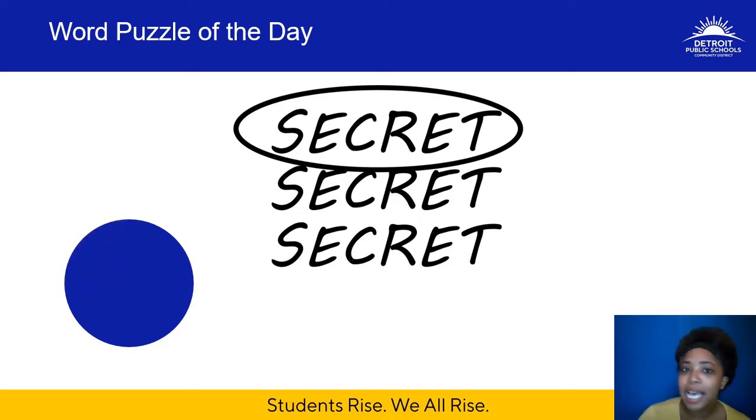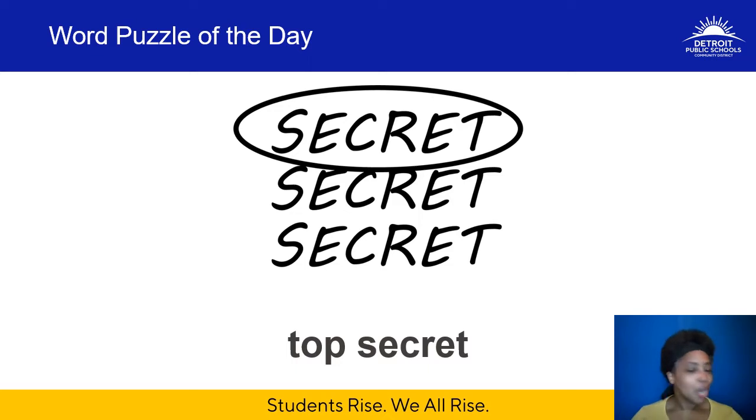If you'd like some more time to think, go ahead and pause the video now because I'm about to show you the answer. Top secret. I bet a lot of y'all got this one. So of course we've got 3 secrets, right? And the top one is circled, hence top secret.